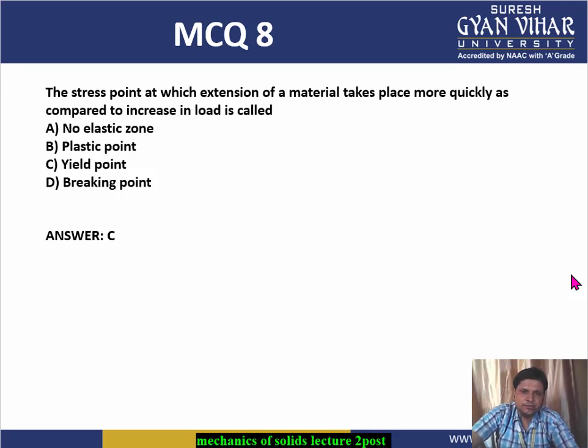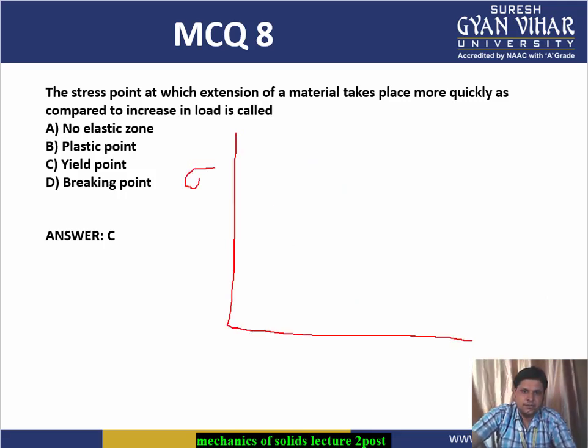Now you guess what should be the answer? The stress point at which extension of a material takes place more quickly as compared to increase in load is called as, see again, this is the stress strain diagram, this is your stress, this is your strain, and if you see, the graph goes like this till here, stress is directly proportional to strain, and from here the curve bends like this. This bending shows that your stress is not increasing to an extent as strain is increasing.